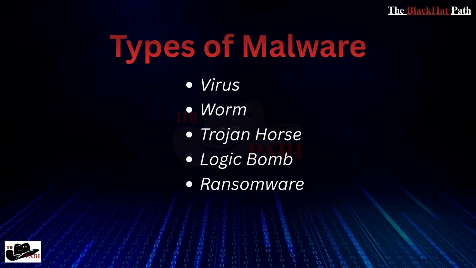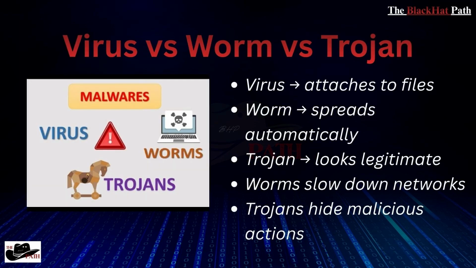Let's understand the difference between these malware types. A virus attaches itself to another file or program. When the infected file runs, the virus also runs. It usually requires the user's action. Second is worm. A worm spreads automatically without the user's interaction. It exploits vulnerabilities and spreads across the network. This can slow down systems and networks.